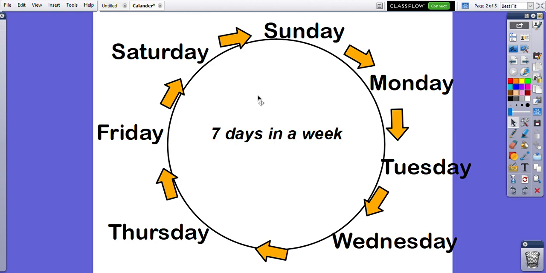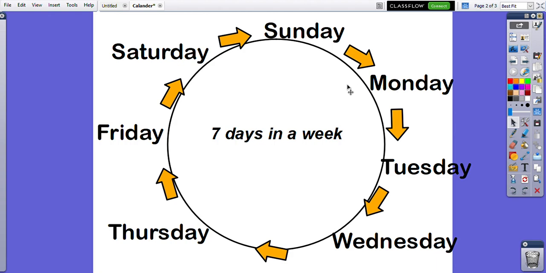But it's going to be important that you know the days of the week in order, because we're going to be using that information to help us figure some stuff out. So what we're going to be working on today is knowing what day comes after and before a certain day.